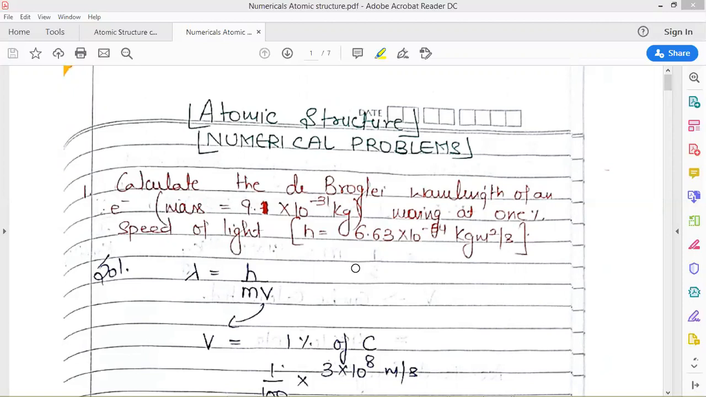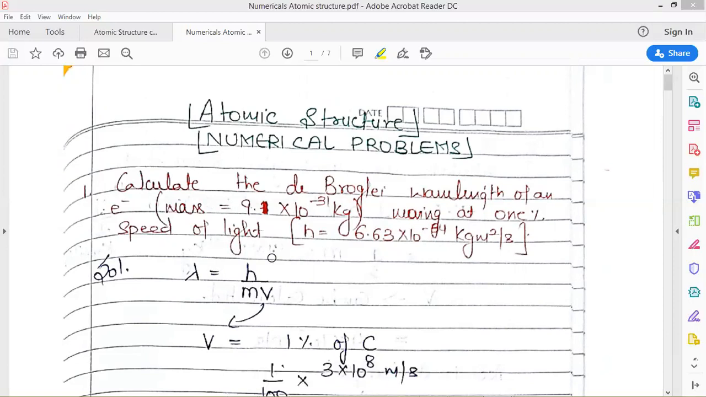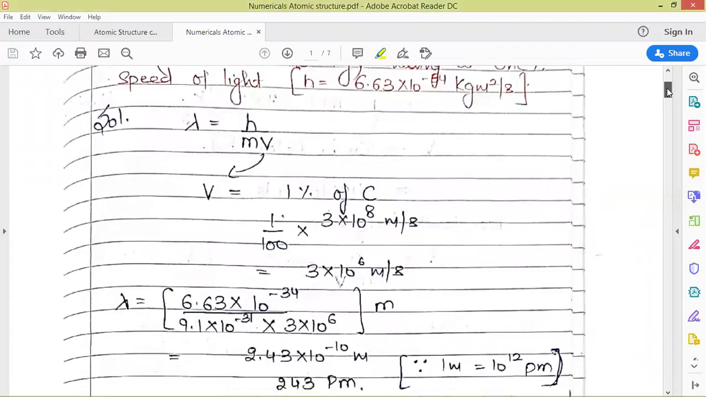So, let's get back to the question. Calculate the de Broglie wavelength of an electron moving at 1% of the speed of light. Speed of light is not given, so you must know that it is 3 into 10 raised to power 8 meter per second. 1% means 1 by 100 will be multiplied by 3 into 10 raised to power 8. So the electron in this question is moving with this speed. So velocity is known, and this is the formula for de Broglie wavelength which we need to calculate.